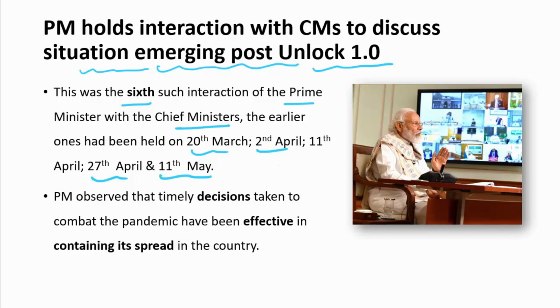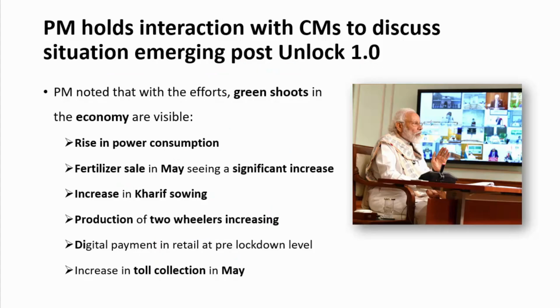Further, the Prime Minister observed that timely decisions taken to combat the pandemic have been effective in containing its spread all across the country, particularly in the rural areas. Further, he also noted that with the efforts of both the union government and the state governments, green shoots or positive signs in the economy are visible, and these positive signs that you can clearly see in the economy as of now are due to the following reasons.